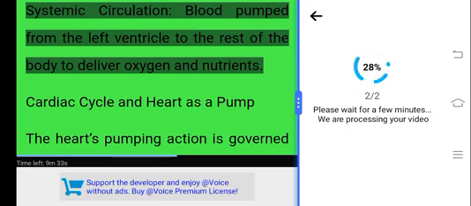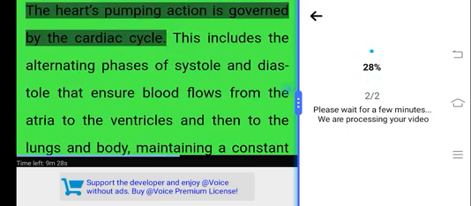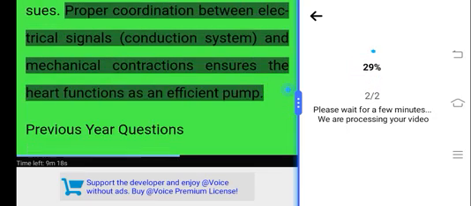Systemic circulation: blood pumped from the left ventricle to the rest of the body to deliver oxygen and nutrients. Cardiac cycle and the heart as a pump. The heart's pumping action is governed by the cardiac cycle. This includes the alternating phases of systole and diastole that ensure blood flows from the atria to the ventricles and then to the lungs and body, maintaining a constant supply of oxygenated blood to the tissues. Proper coordination between electrical signals, the conduction system, and mechanical contractions ensures the heart functions as an efficient pump.